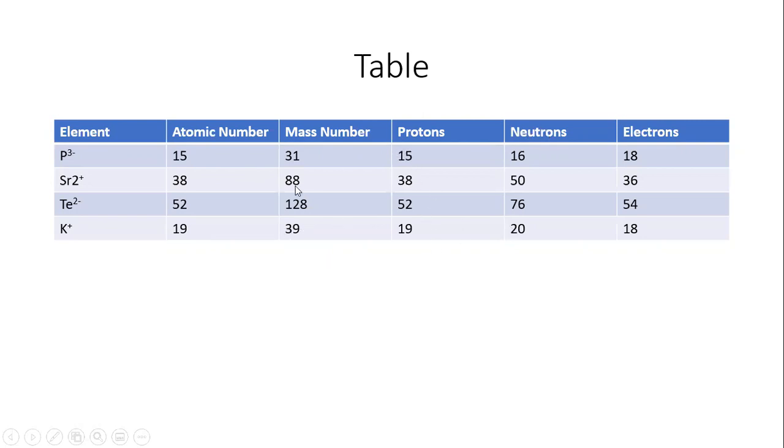And then since this is a plus charge, you would do 19 minus 1, because if there's no number in front of the plus or minus, it would be 1. So if it was K minus, then it would be basically K 1 minus. So in this case, it's K 1 plus. So now you would do 19 minus 1, which would give you 18 electrons.